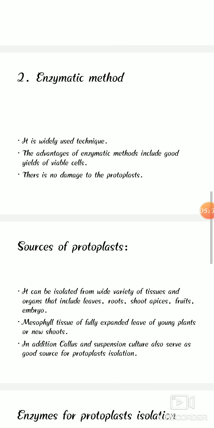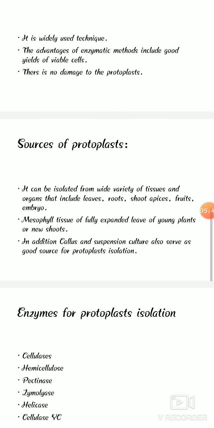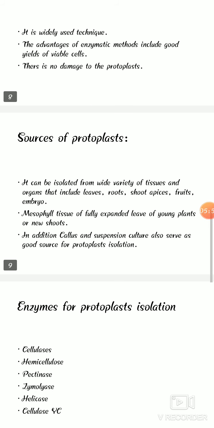What are the sources of protoplast? Protoplasts can be isolated from a wide variety of tissues and organs that include leaves, roots, shoot apices, fruits, embryos, microspores, and much more.